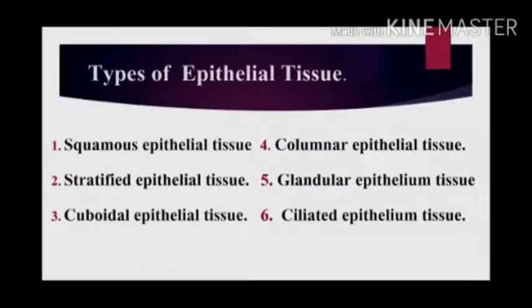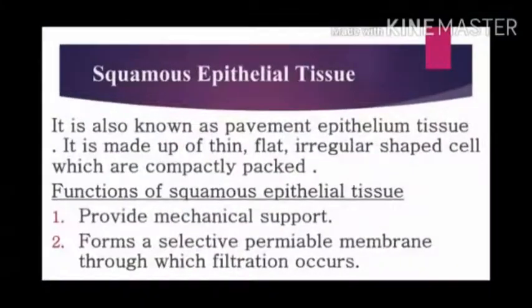So now students, we are moving to types of epithelial tissue, and their types are: first one is squamous epithelial tissue, second one is stratified epithelial tissue, third one is cuboidal epithelial tissue, fourth, columnar epithelial tissue, fifth, glandular epithelial tissue, and the last one, that is ciliated epithelial tissue.